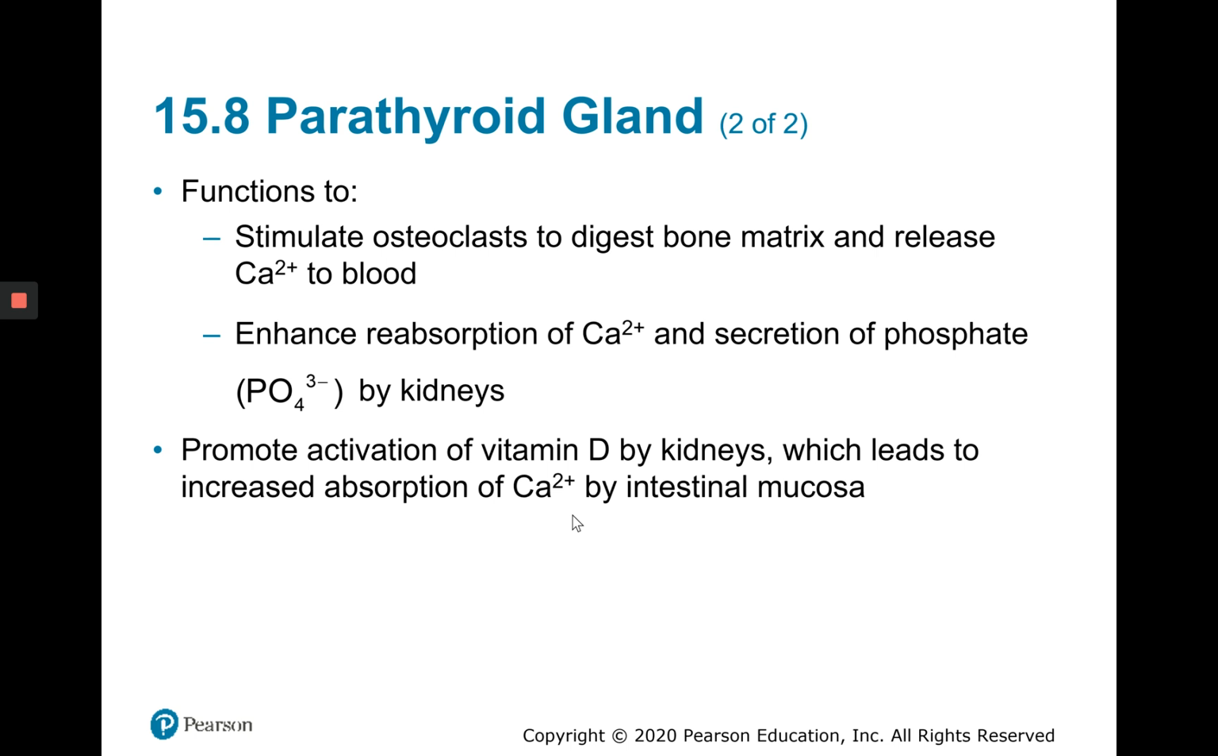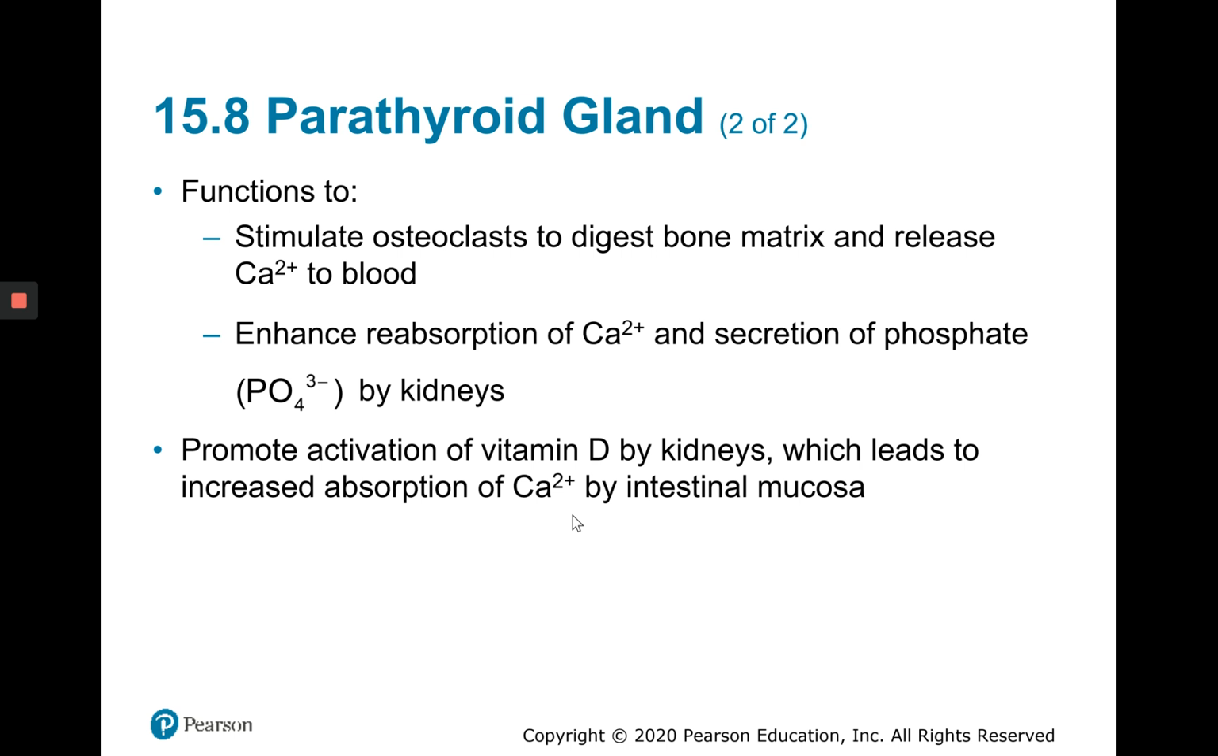It has the opposite effect of calcitonin, so we're not going to inhibit osteoclast activity like we did with calcitonin. In this case, the parathyroid glands, when they produce their hormone, parathyroid hormone, are going to stimulate osteoclasts to digest bone, to release the calcium phosphate from the matrix. And that will release that calcium to the blood and increase blood concentration of calcium.